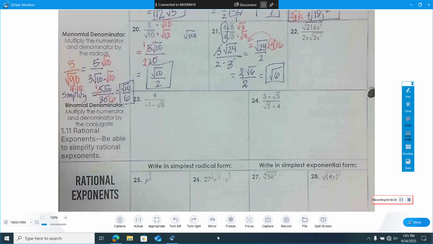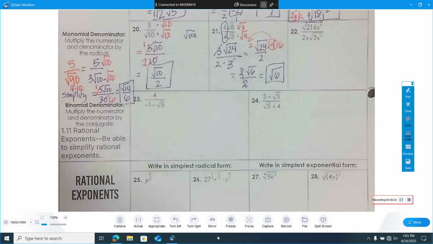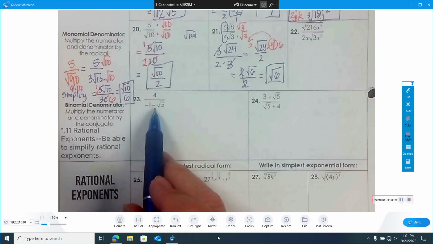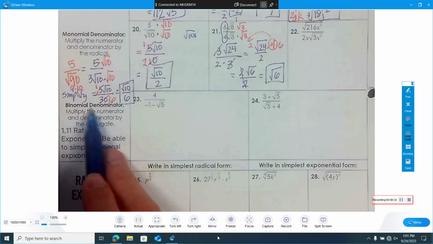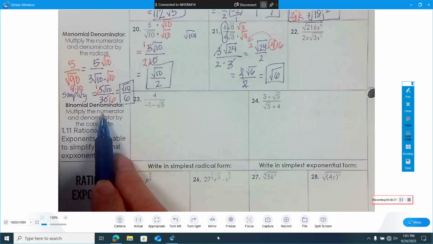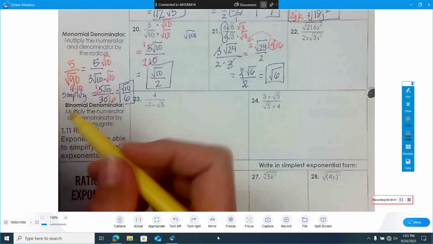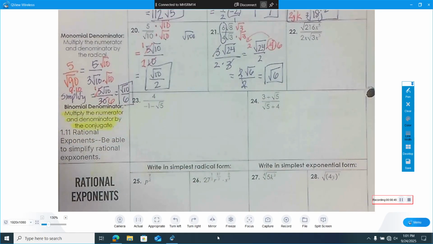Okay. 23 and 24. These are, in particular, you need to know how to simplify these quotients that have a binomial denominator. That's what that says there. I didn't even read that. The directions here are to multiply the numerator and denominator by the conjugate. This is absolutely essential for you to know how to do really, really well, because this is the first thing we learn in calculus. And it's an algebra skill.